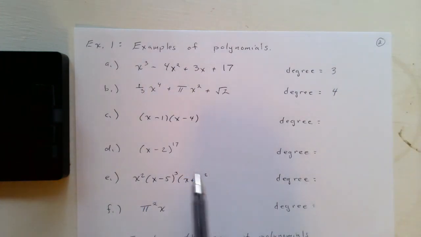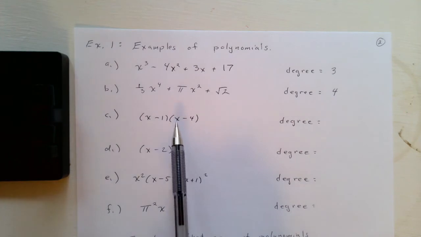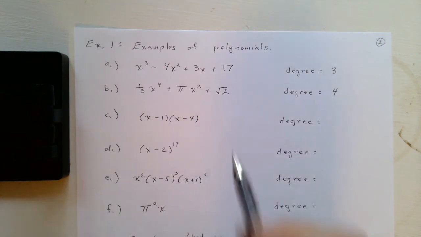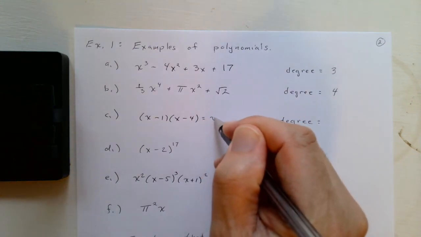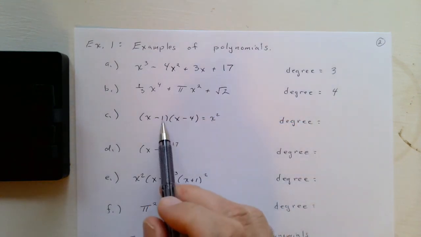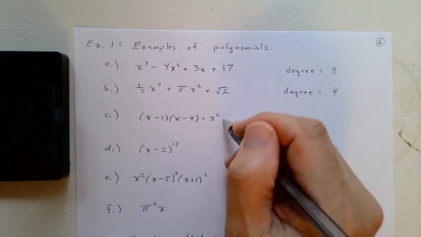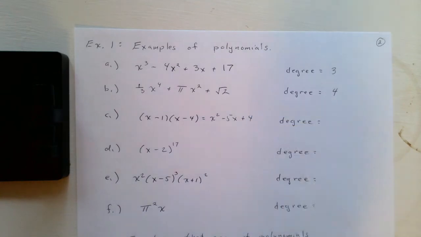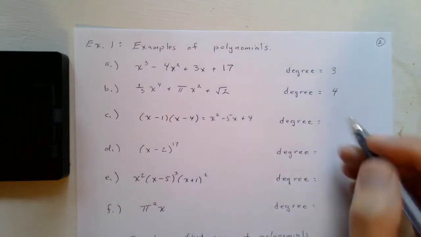All right, now in this next example, it might not look like a polynomial if you see something like x minus 1 times x minus 4. But if we multiply this out, we get x squared, minus 1x minus 4x is minus 5x, and then this is plus 4. Okay, so sure enough, this is a polynomial, and it's a polynomial of degree 2.